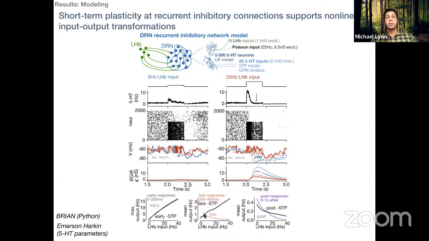What you see here is the late response, this 200 to 400 millisecond segment. With STP, you really get a crash in the response as a function of the habenula output, right? And if you take out all the STP rules I just told you about, but keep the recurrent network in place, all of a sudden this becomes completely linear. So it really modulates this input-output transformation.